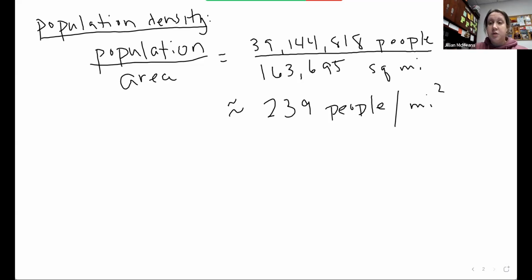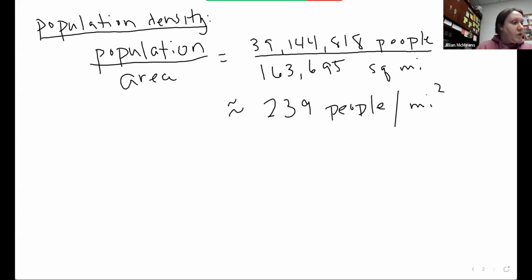Okay, so the assumption with population density is that assuming the people were evenly distributed throughout the state, we would have approximately 239 people per square mile. Now, if you go into Los Angeles, it's going to be way higher than that. There are way more than 239 people per square mile versus somewhere in Northern California where there are way fewer than 239 people per square mile. So again, the assumption with population density is that the people are evenly distributed.